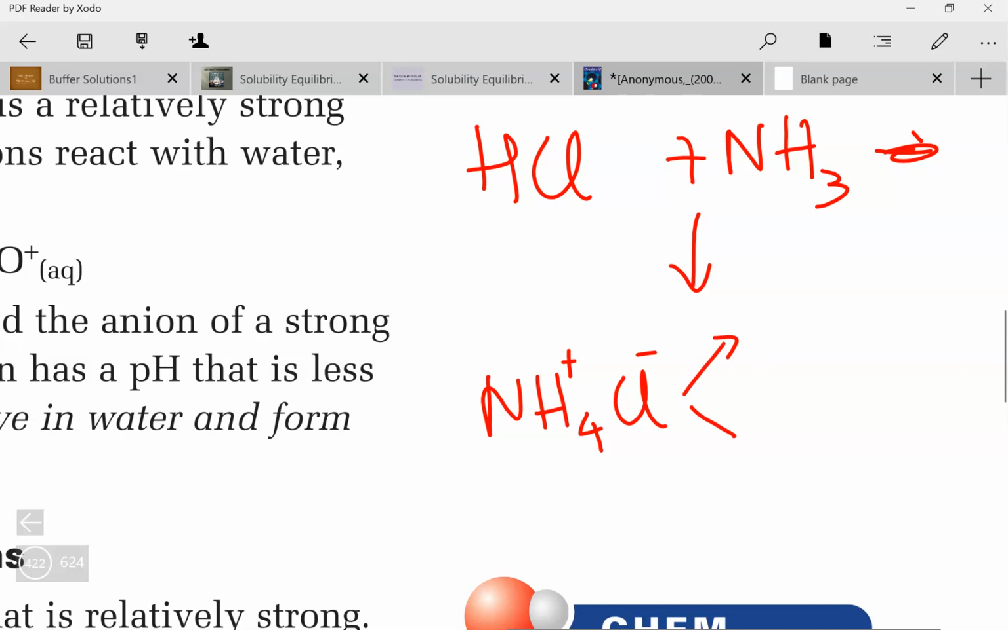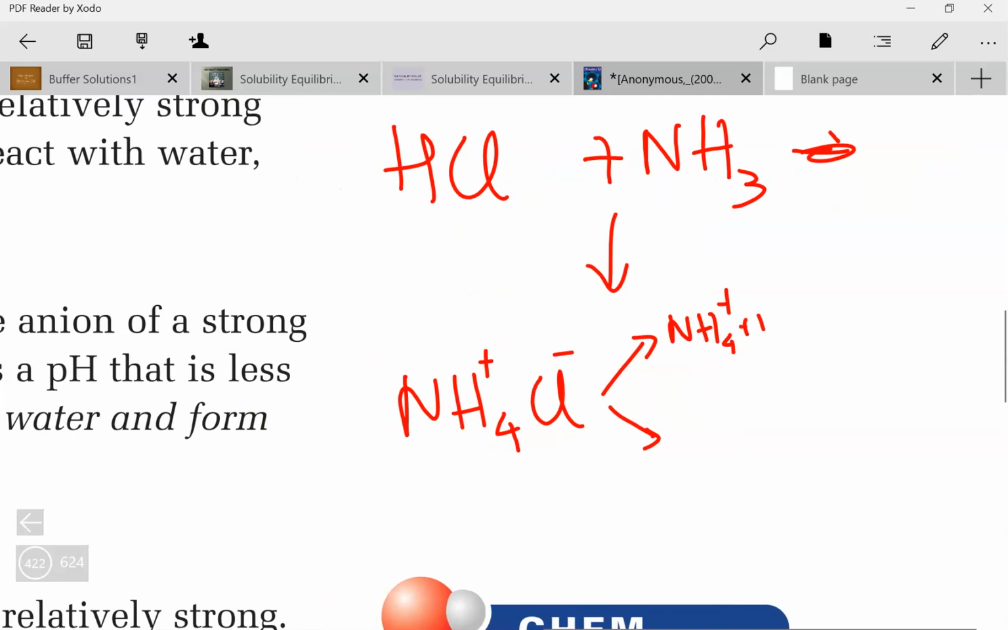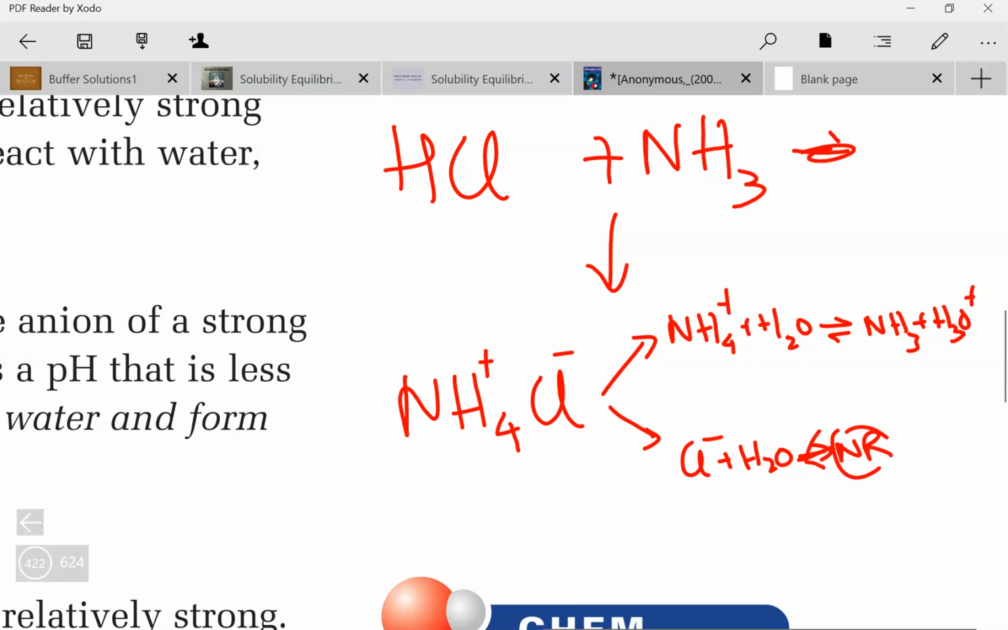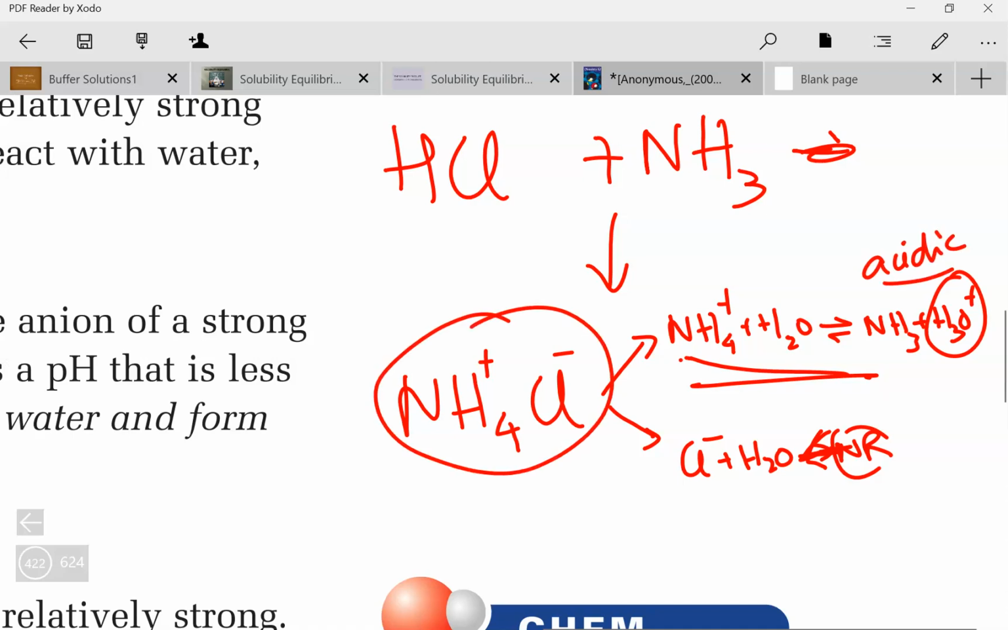But if we want to write the equations for it, we would write NH4 plus could react with water to form NH3 plus H3O plus. And Cl minus, as before, does not react with water because you cannot form HCl in the products, right? So this is basically a no reaction. The equilibrium lies all the way to the left. So that reaction basically does not happen, but this reaction does happen, and I do get H3O plus ions in solution, so this makes the solution acidic. So NH4Cl in water is acidic, right?